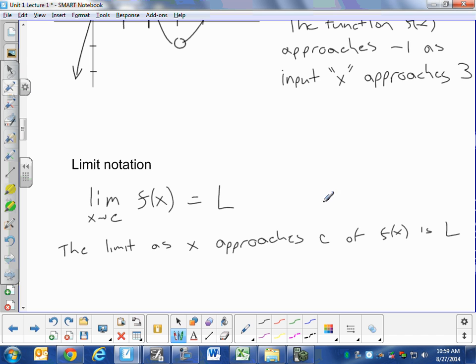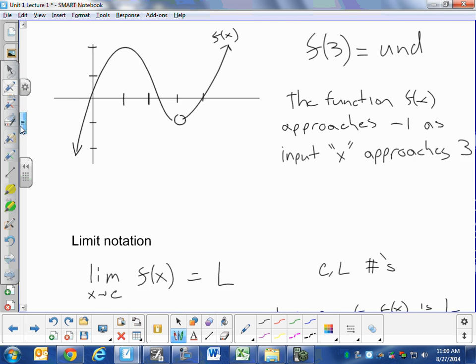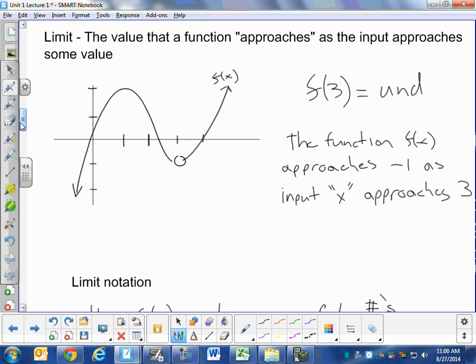Now, it's important to know that c and L are numbers, or values. You just use c and L as variables. It could be anything, as long as they're numbers. Okay? So going back up to this example, we stated f of x is approaching -1 as our input is approaching 3. We can now write the limit as x approaches 3, so this is my input, my x values, of my function, f of x, that's equal to -1.